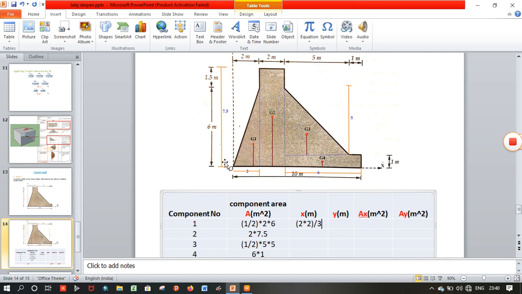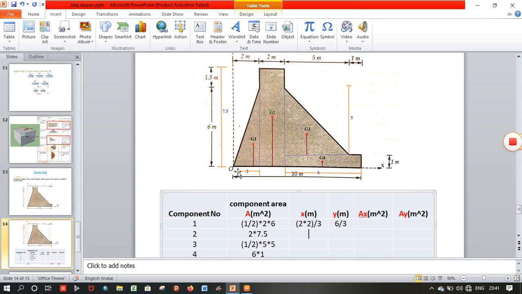So what is h? The height. The height of this right angle triangle is 6 meter. So 6 meter by 3, h by 3, so 6 meter by 3. So now come to the second component, that is the rectangle.